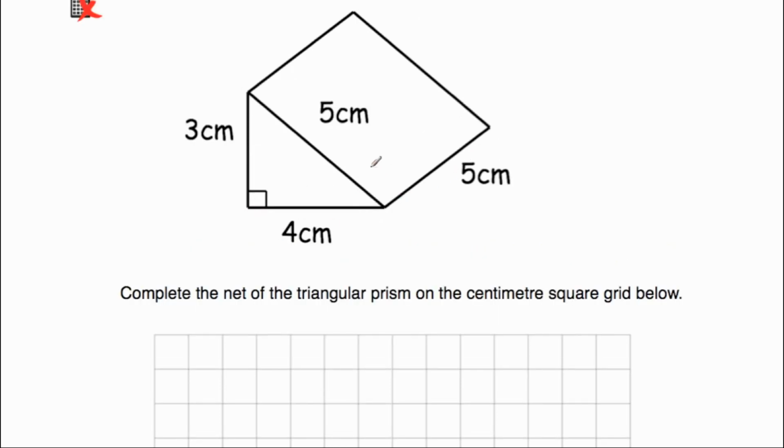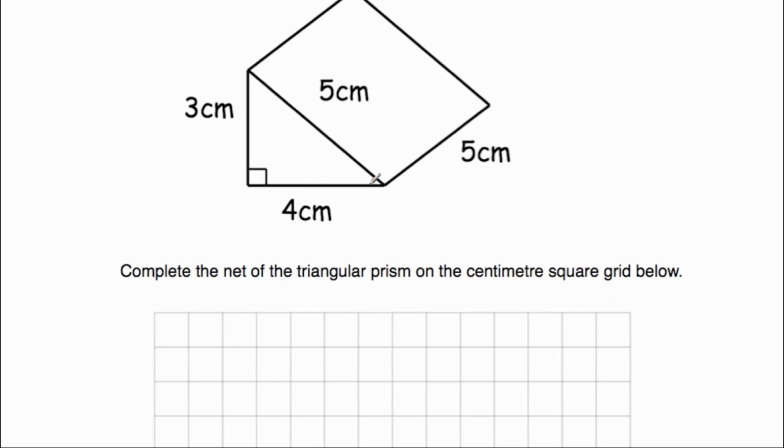Now if we consider the triangular prism, it's going to have the base, which is a rectangle. It's going to have this right hand face, which is a rectangle, and we're going to have this left hand face, which is a rectangle. So it's going to be 3 rectangles, and then there's going to be a triangle at the front and a triangle at the back. So it's going to be 2 triangles. So it's going to be 3 rectangles and 2 triangles.